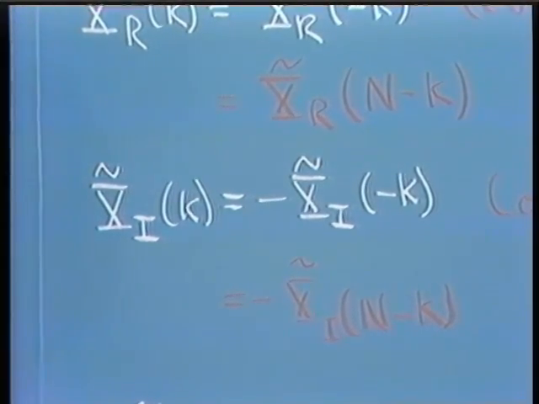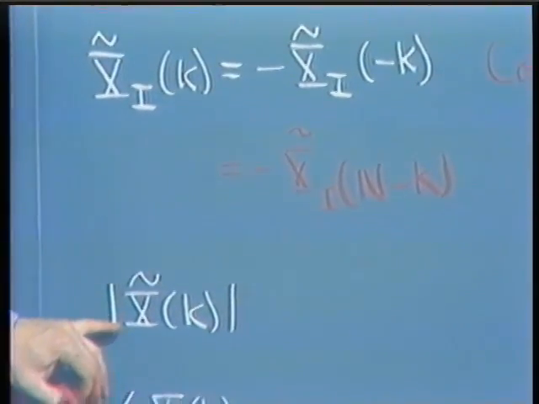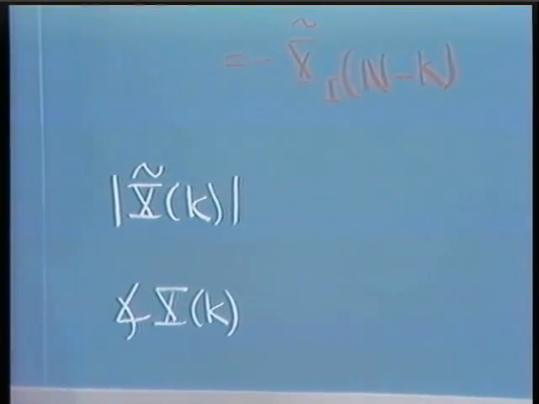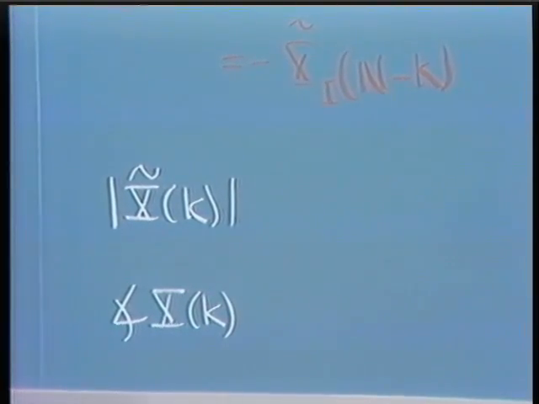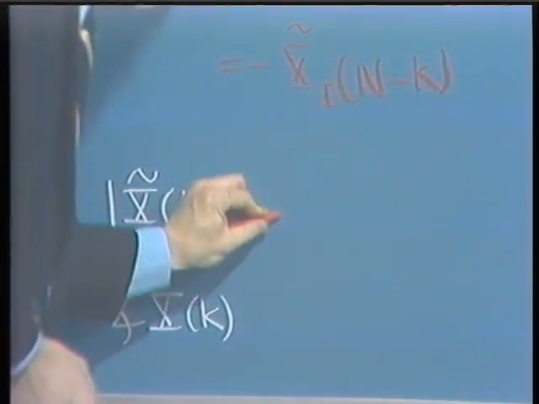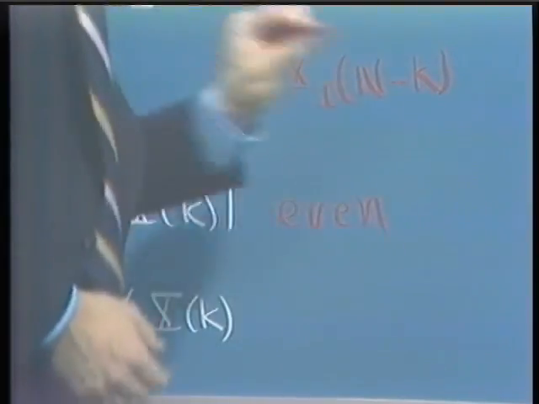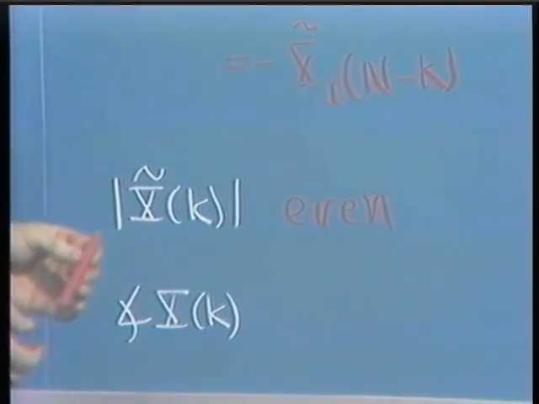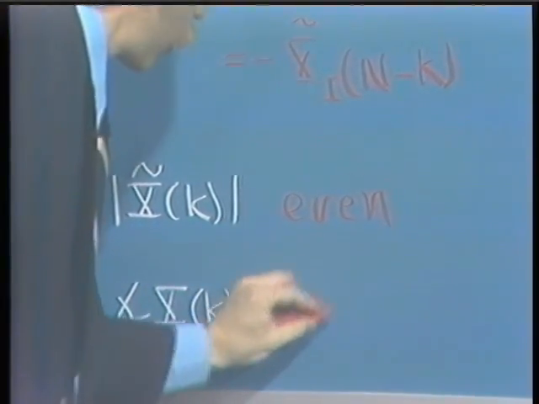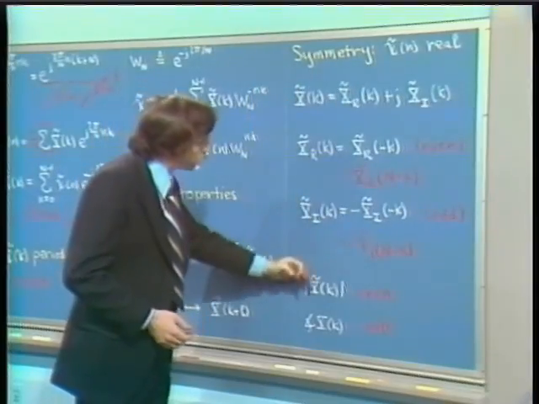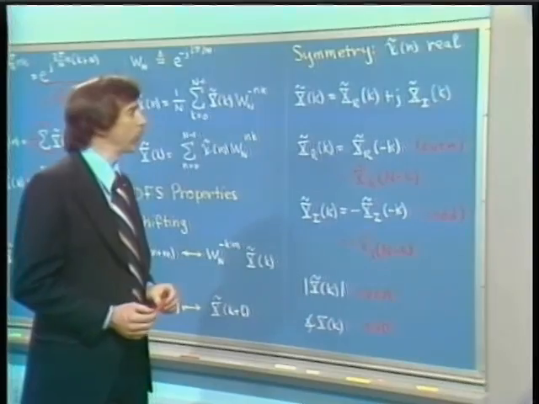Finally, we can, in a similar manner, look at the magnitude of the Fourier series coefficients and the angle of the Fourier series coefficients. Just as we've seen with the Fourier transform, the result is that the magnitude of the Fourier series coefficients is an even function of k, and the angle of the Fourier series coefficients is an odd function of k. So we have symmetry properties like we had with the Fourier transform.